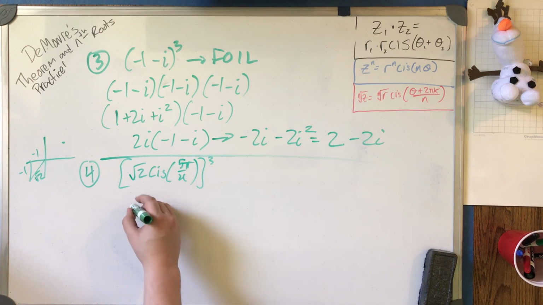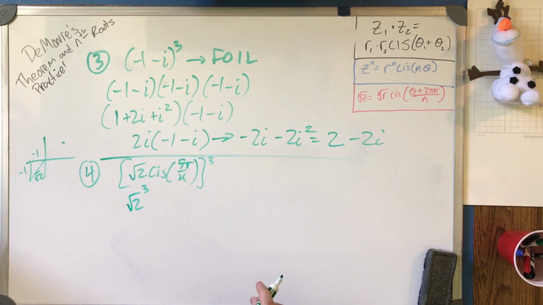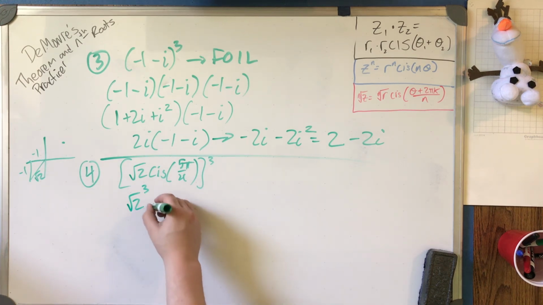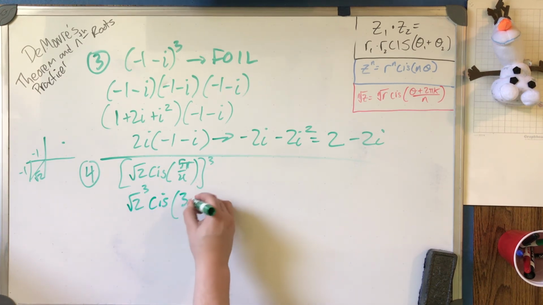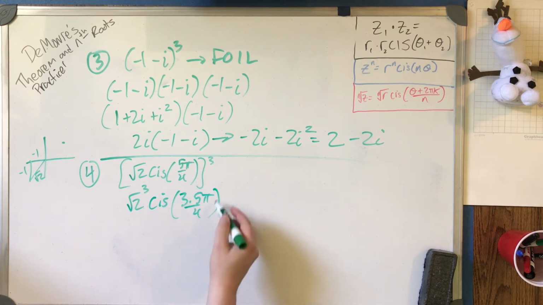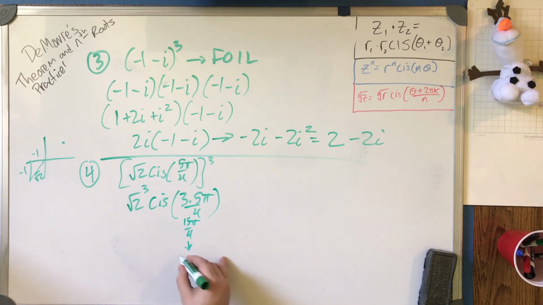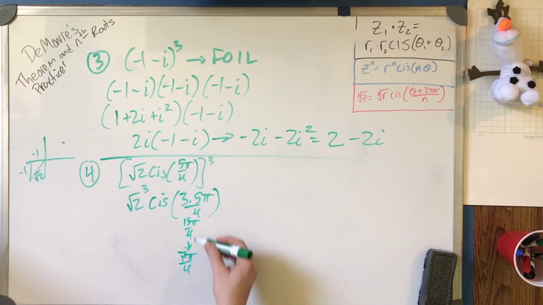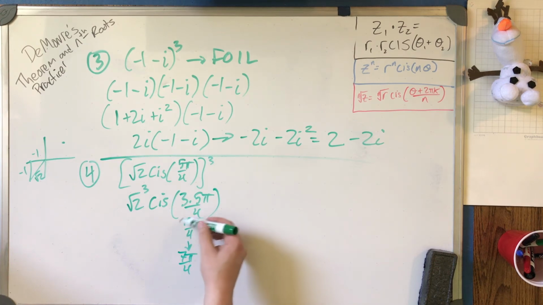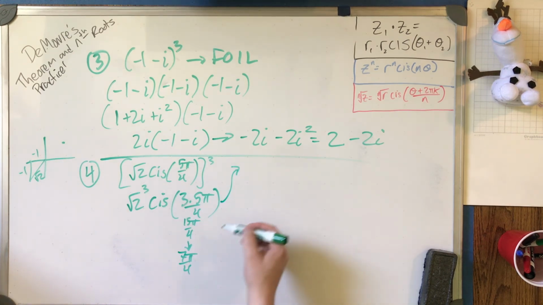So let's figure this out. This is going to be square root of 2 to the third power. Yes, we could rewrite that. We will in a little bit here. Cis 3 times 5 pi over 4. So this is going to end up as 15 pi over 4, which is coterminal to 7 pi over 4. So I just did that. 16 pi over 4 would have been back at 2 pi, so this was 1 less than that, so 7 pi over 4. So let's evaluate this now.